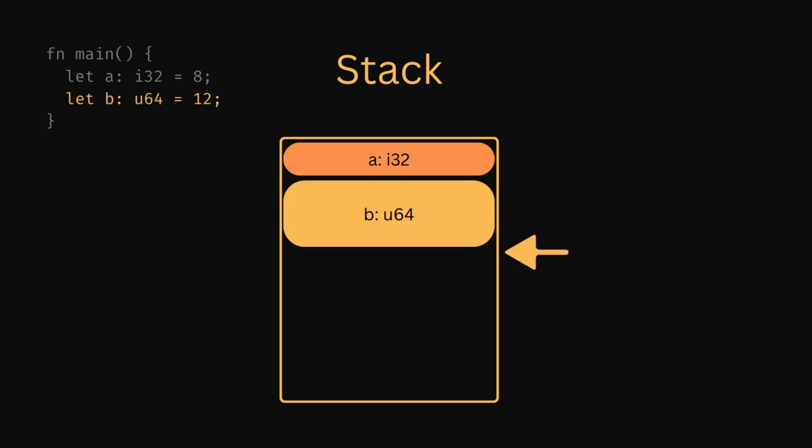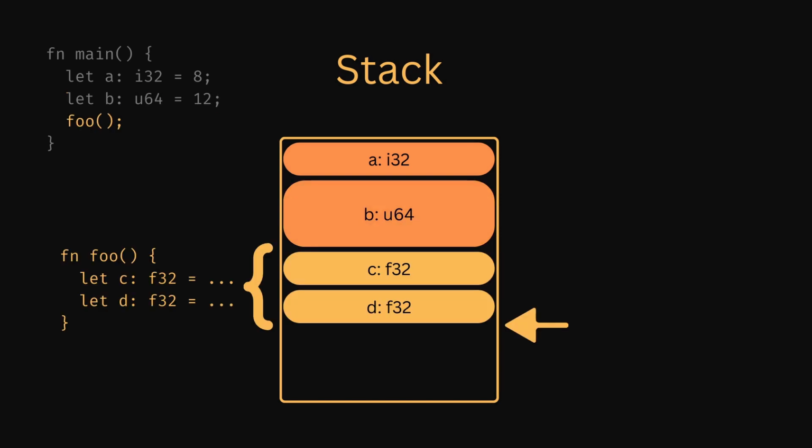So if we create a second variable called b now, which is 64 bits in size, the stack pointer will travel 64 bits down and the variable will be stored directly after a. This also works in the same way if you have a function called foo here that has local variables. In this case they are called c and d and are 32-bit floating point variables. Again, we create c and d in order on the stack and we move our stack pointer by 64 bits in total.